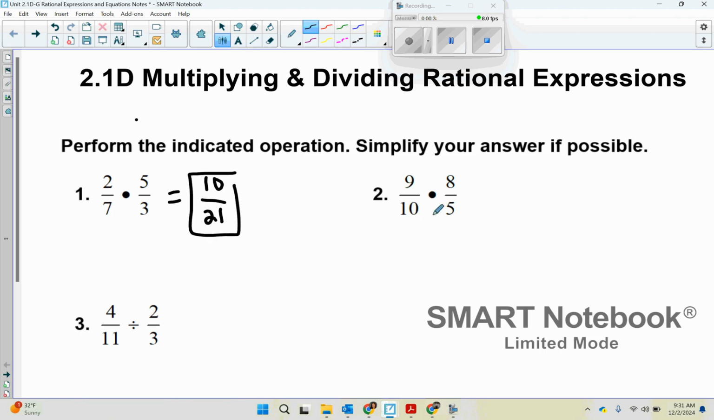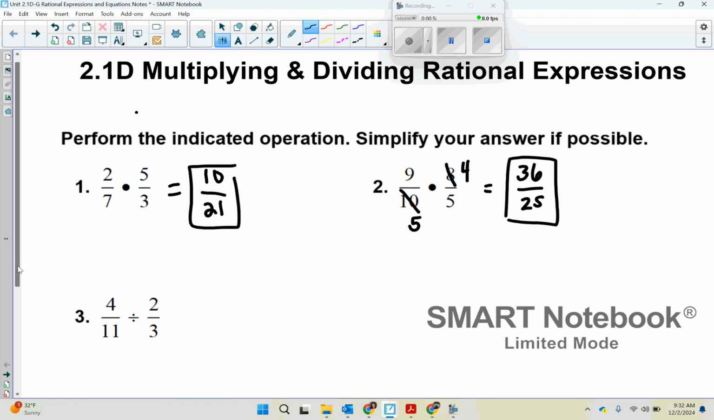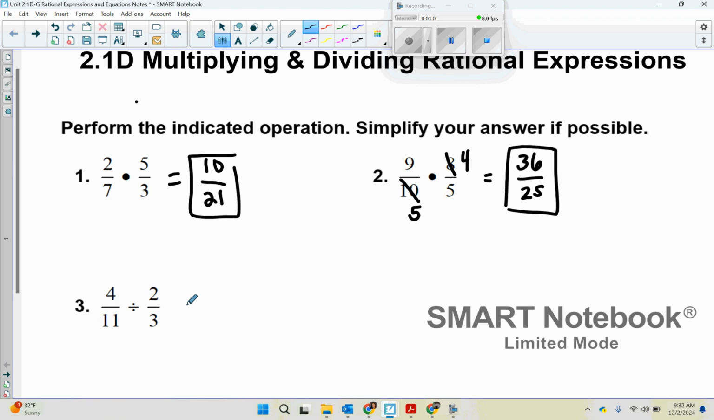Okay, when we're multiplying fractions, we could beforehand reduce top to bottom if possible. So we can divide both 8 and 10 by 2 first, and then multiply 9 times 4, 5 times 5, and those do not have any common factors besides 1, so we can leave it. And it says simplify your answer if possible, because that's what we'll be doing today with rational expressions.